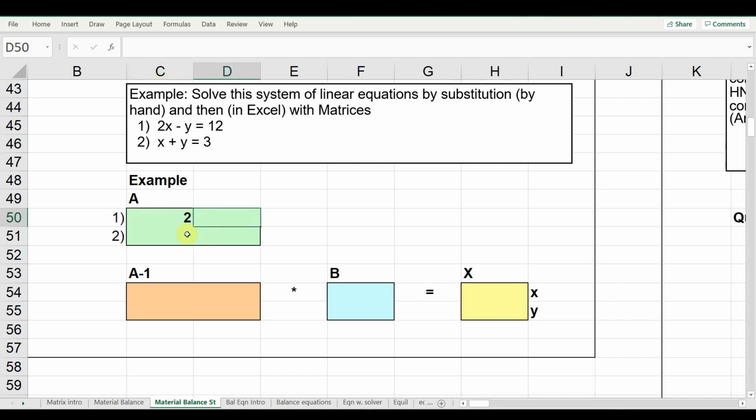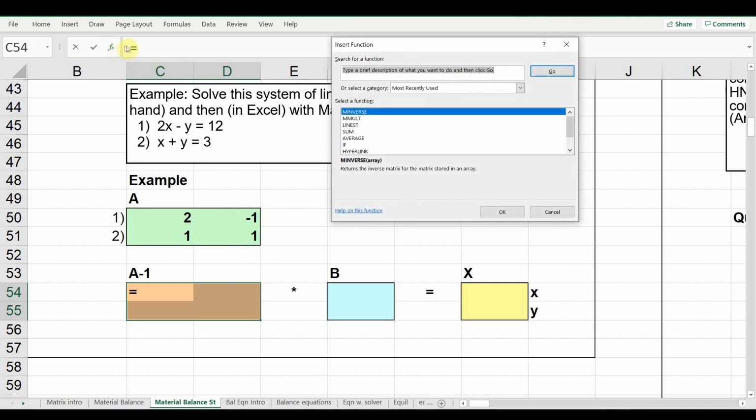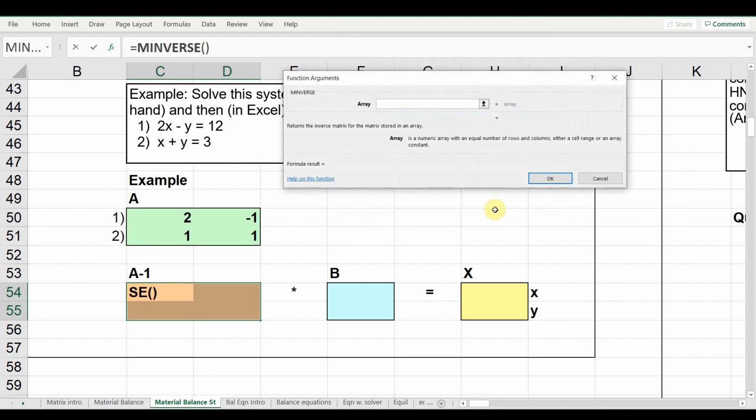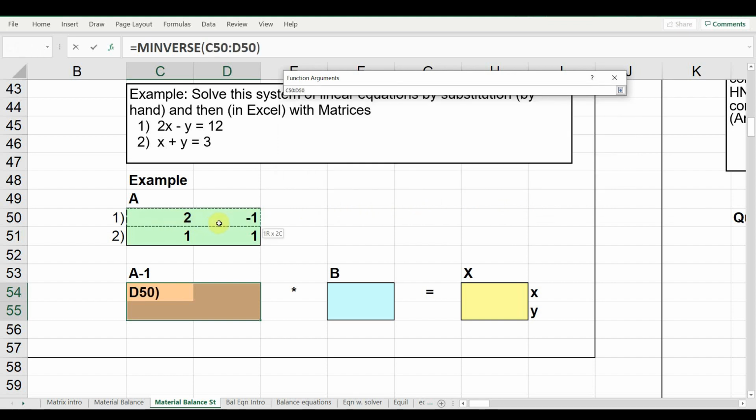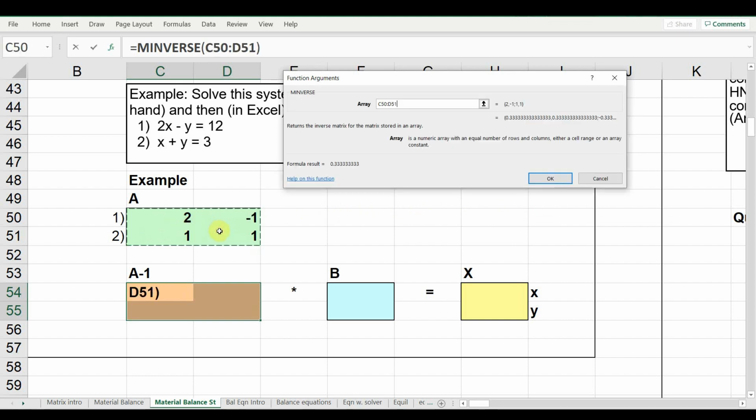2, minus 1, 1, and 1. To create the inverse matrix of the coefficients of the variables, first select the cells where that inverse matrix will be displayed. Choose the Insert Function tool. The function you're looking for is called MINVERSE. Say OK. All you need to do is select the values of the matrix whose inverse you want.